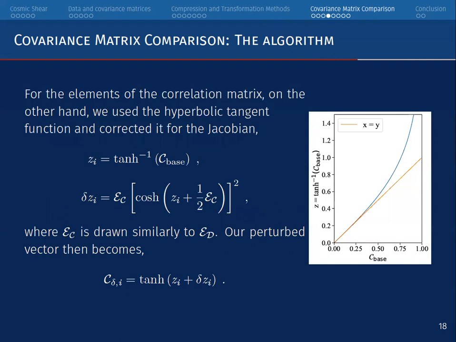In the case of the correlation elements, we have to worry about keeping the results between -1 and 1. We therefore use the hyperbolic tangent function, also corrected for the Jacobian. This corrects for any hard cuts we would have to make, and allows for an easier translation of the perturbation to the perturbed value. So the perturbation will fall around here, and then the value that we observe is on this line here, on the orange line.